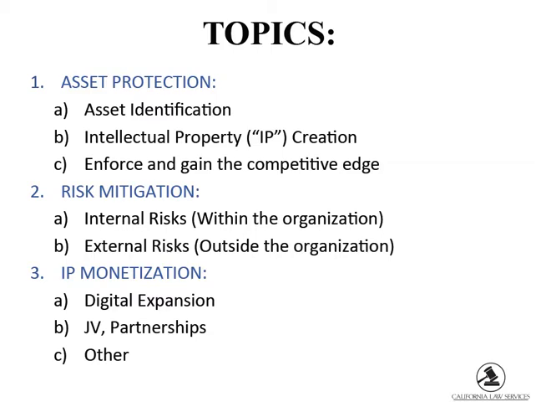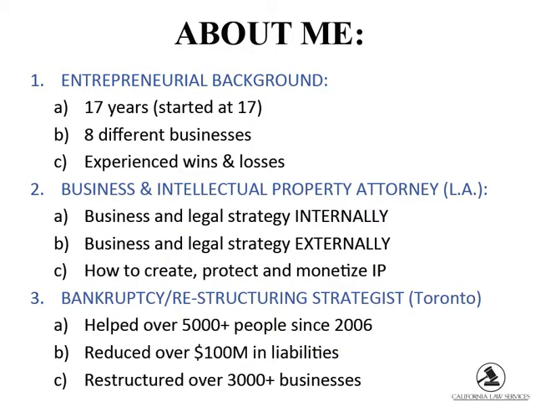Second, in terms of risk mitigation, we're talking about internal risks that exist from within the organization. The second topic in that is external risks, which exist from outside your organization that impact your bottom line. The third branch is IP monetization, and here we're going to explore digital expansion as well as partnerships, joint ventures, and other new revenue sources.